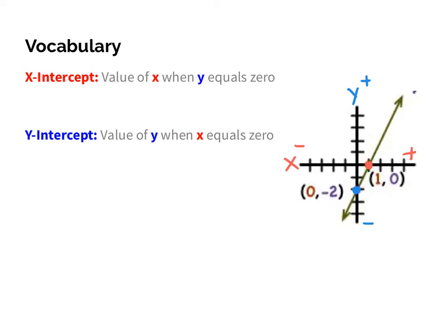Now, the formal definition of an intercept is the value of one variable when the other equals 0. So the x-intercept is the value of x when y equals 0, and the y-intercept is the value of y when x equals 0. And you'll see that in the points. Here's my x-intercept. My value is 1 for x, but notice that my y value is 0. So it's my value of x when y is 0. And then my y-intercept here is my value of y, which is negative 2, when my x is equal to 0. Now, how the heck, given an equation in standard form, do I find those intercepts? That's what we're going to look at.